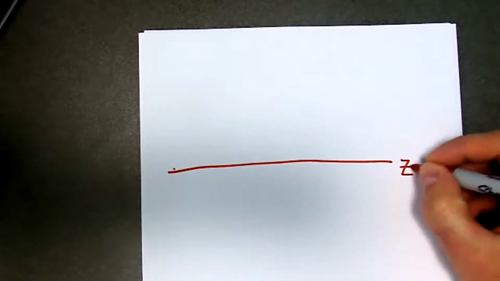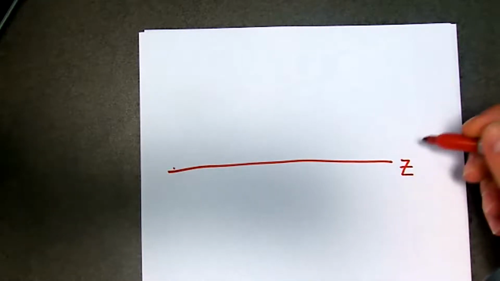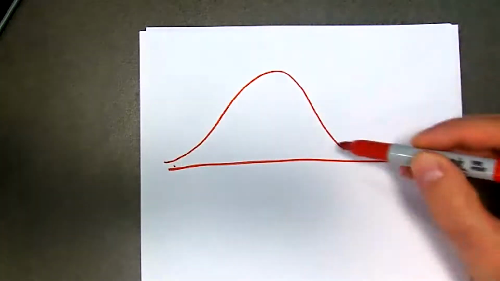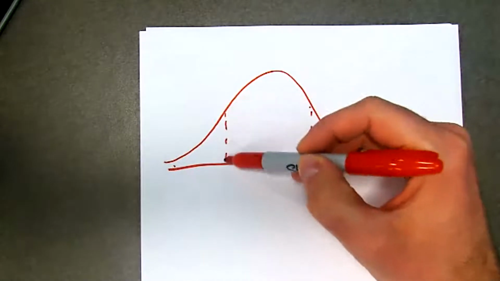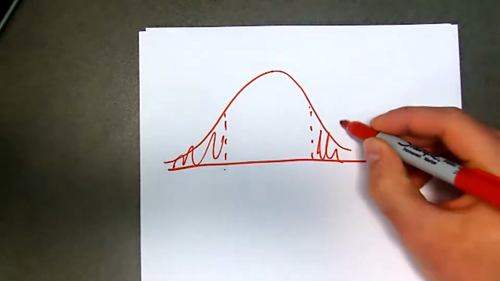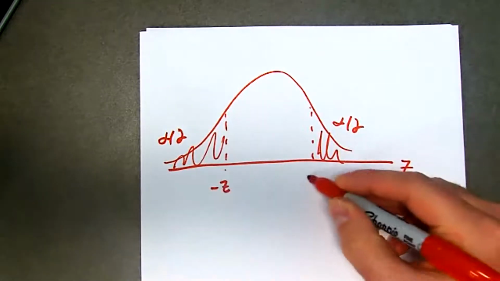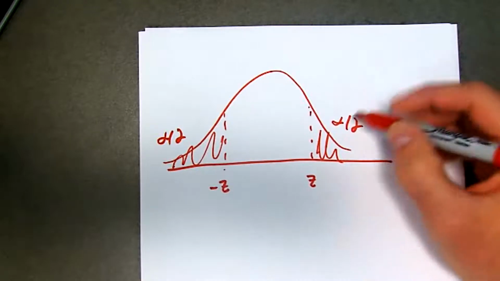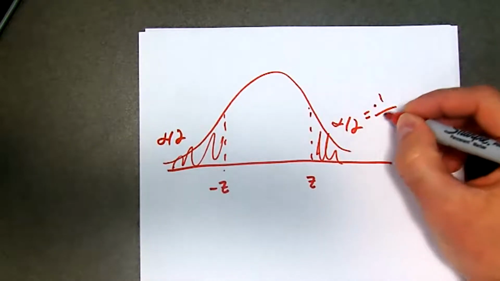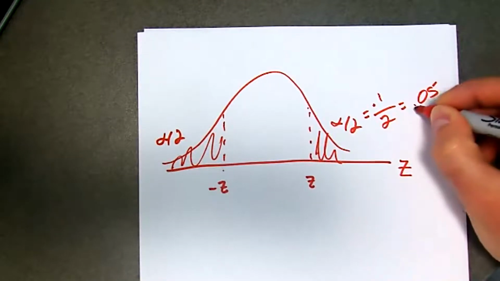So if I'm thinking about what I'm trying to do, I'm looking at proportions. That formula sheet reminded me that's the standard normal, or the z-table. And I want the z-values that give me alpha total in the tails, or alpha over 2 in each tail. My alpha was 0.1, so 0.1 over 2 is 0.05.